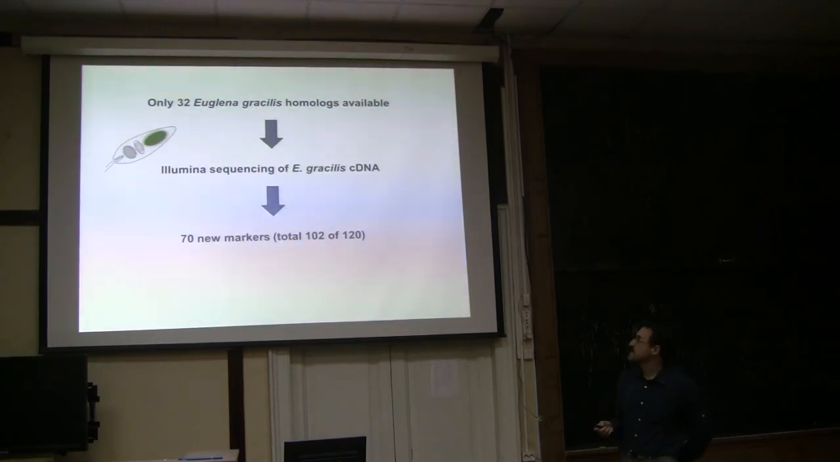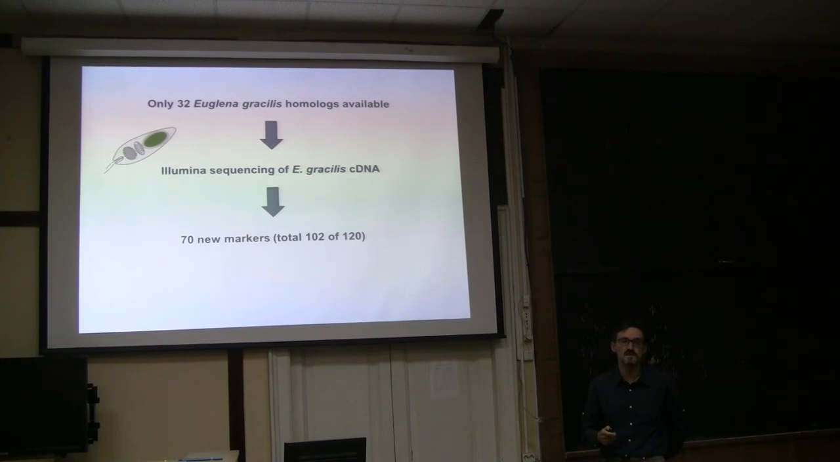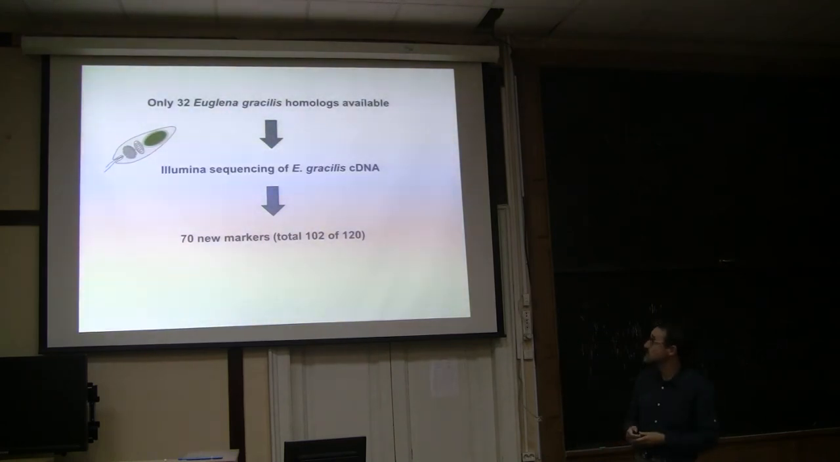The problem was that there were a lot of data for chlorarachniophytes because there was a complete genome sequence for one species, Bigelowiella, but there were very few data available for Euglena. So to complete or to increase the database for this species, we have sequenced the transcriptome of Euglena gracilis, and this has allowed us to increase the number of genes available for this species.